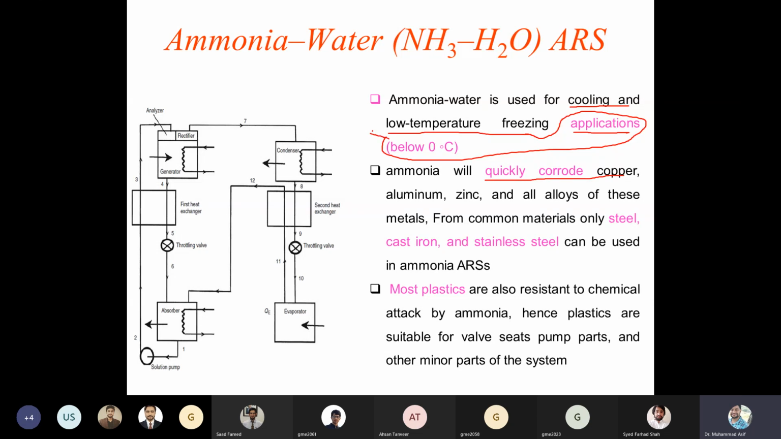But when you need to produce temperatures below 0°C, in the case of the lithium bromide water combination, you cannot produce temperature below 0°C. But when you use ammonia as a refrigerant, you can produce temperature below 0°C. But this system has disadvantages as well, because ammonia is very corrosive, so it can corrode copper, aluminium, zinc, and other alloys. So for choosing the material, it is recommended that you use steel, cast iron, or SS, I mean stainless steel, or you can use different plastics as well, which are resistant to ammonia.